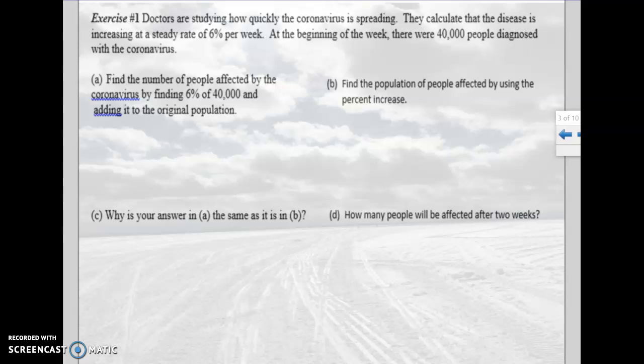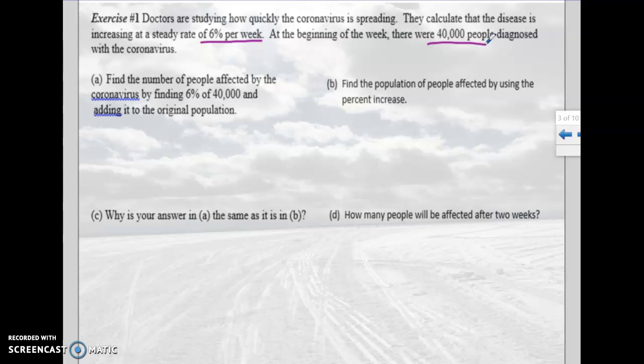So doctors are quickly studying how the coronavirus is spreading. They calculate the disease is spreading at a steady rate of 6% per week, and that is true. That's how they kind of were averaging this out. Let's say at the beginning of the week there were 40,000 people diagnosed with the coronavirus. All right, now how can we figure out 6% of 40,000? There's a couple of different ways.